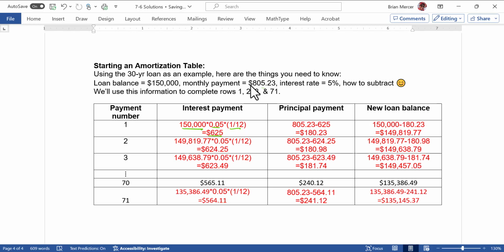If you already calculated the payment as $805.23, then $625 taken away from that number tells you the rest of it went to principal. And so that principal is what comes off the balance. And so you subtract that, and so you get a new loan balance. And then you start over with this number as you calculate the interest. So that number, 5% for 1/12 of a year, gives you an amount spent on interest.